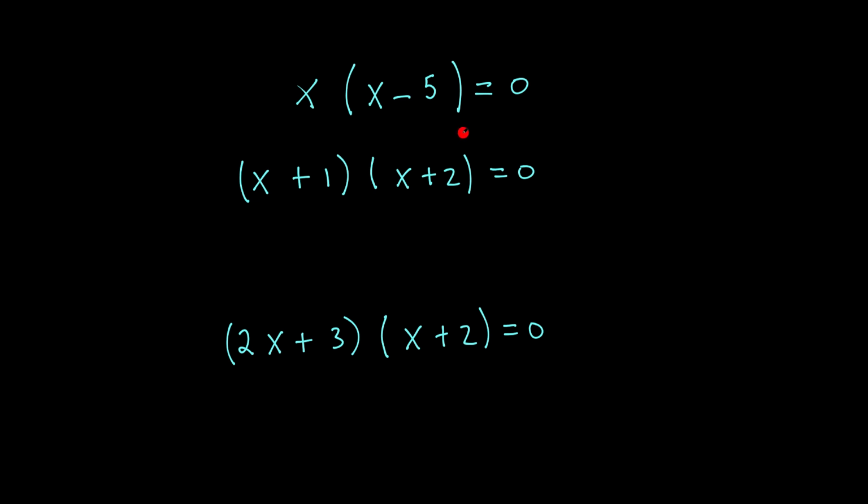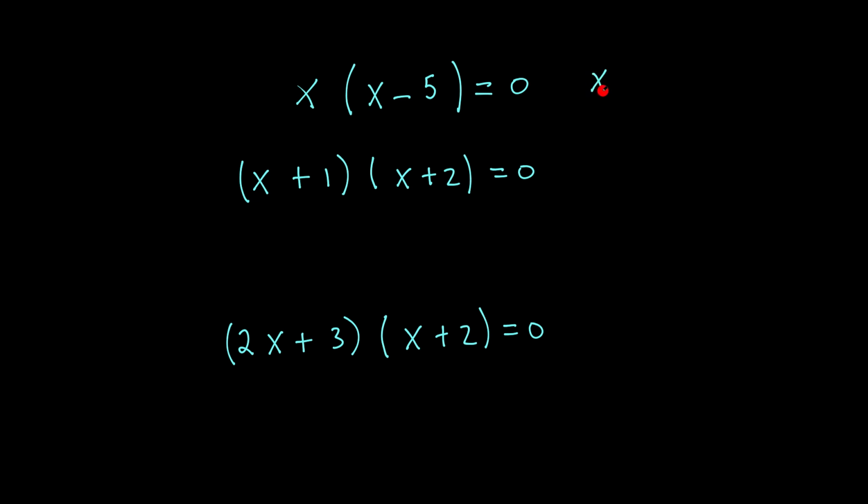Today we'll be solving these quadratic equations which are already in factorized form. So we have the first one here: x times (x minus 5) is equal to 0. Now the aim and objective is we need to find the values of x that, when multiplied together, will give us 0. So there's two possibilities.